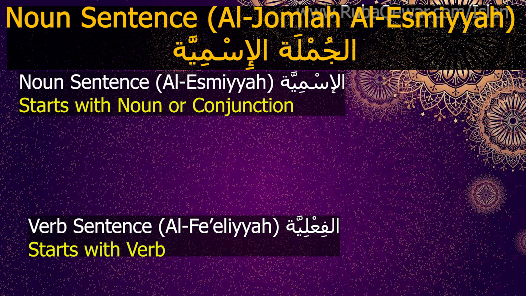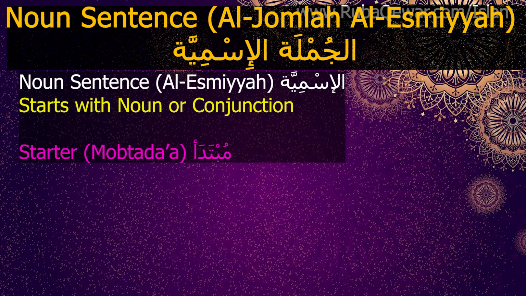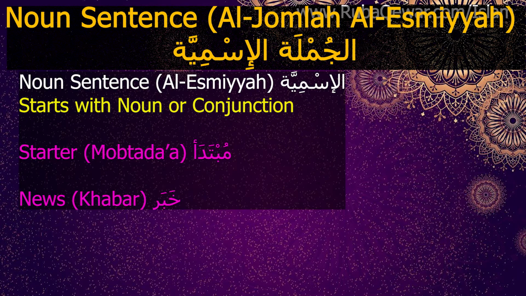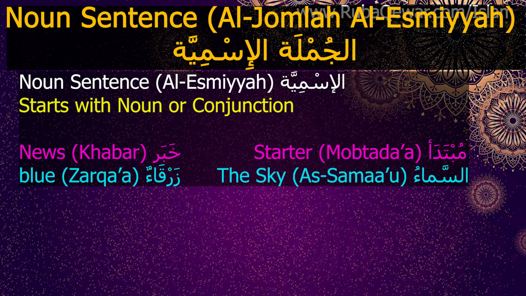Now, الإسمية also has two parts. Those are the types right here, okay? Now here, parts. الإسمية starts with مبتدأ. مبتدأ means starter, the word that starts the sentence. The second one is called خبر. And خبر means news or the information. Or in Arabic, maybe like, is it adjective? So for example, when I tell you السماء means sky, زرقاء. زرقاء means blue.